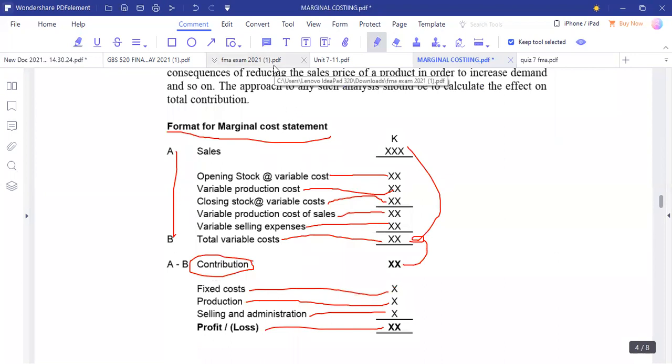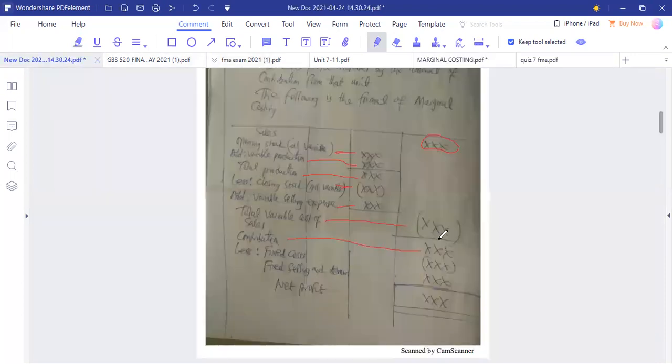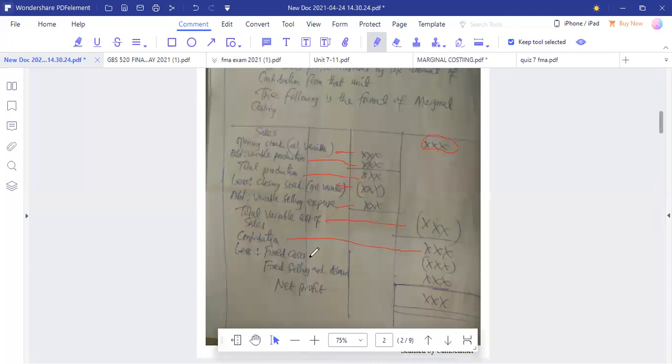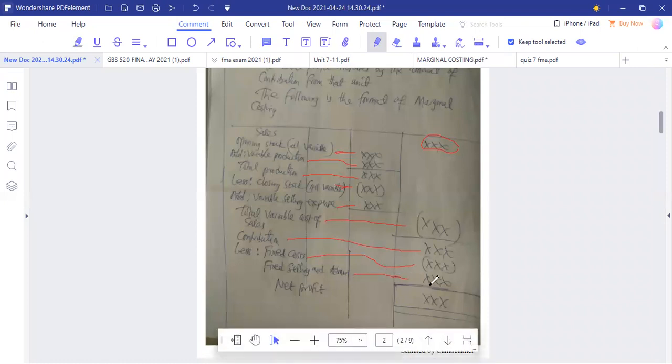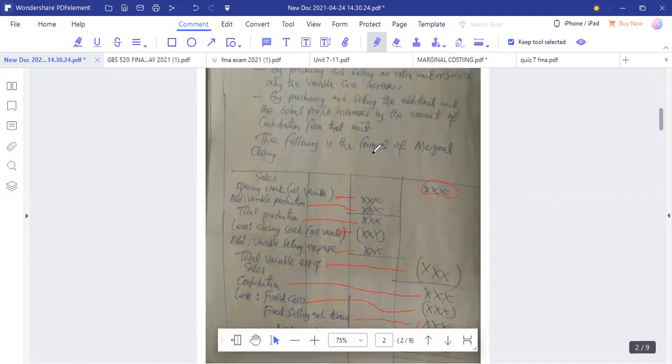We can still look at this one here. So fixed costs, we have that fixed cost there. Then all these are supposed to be subtracted. So fixed selling expense is supposed to be subtracted here. Then we get the net profit. So here, there's the aspect of contribution, which is a cardinal point that should be there. This is a format for marginal costing statement.